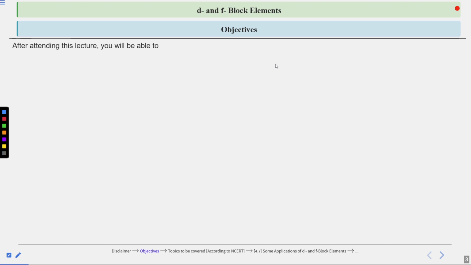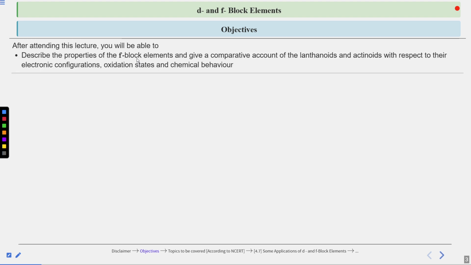So let's talk about the objective of today's lecture. After attending this lecture, you will be able to describe the properties of F block elements and give a comparative account of lanthanoids and actinoids with respect to their electronic configurations, oxidation states, and chemical behavior.